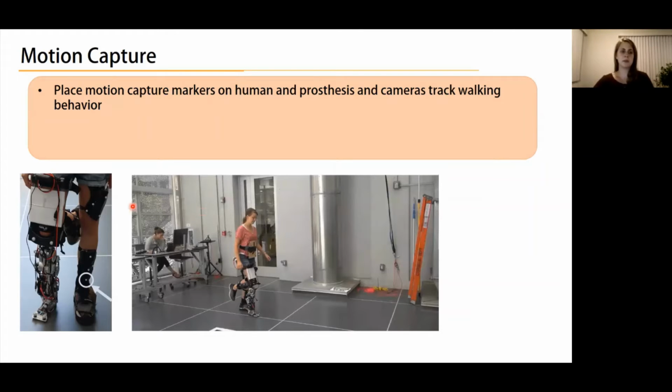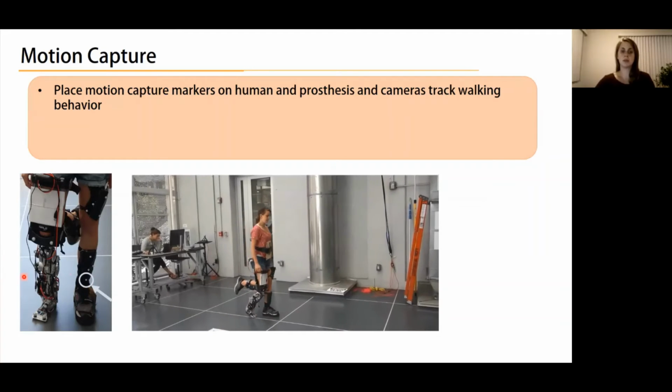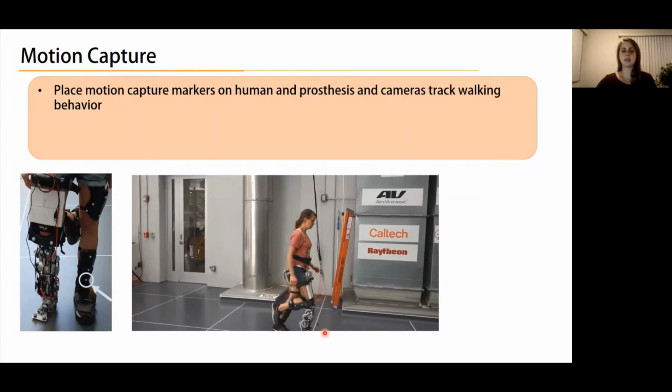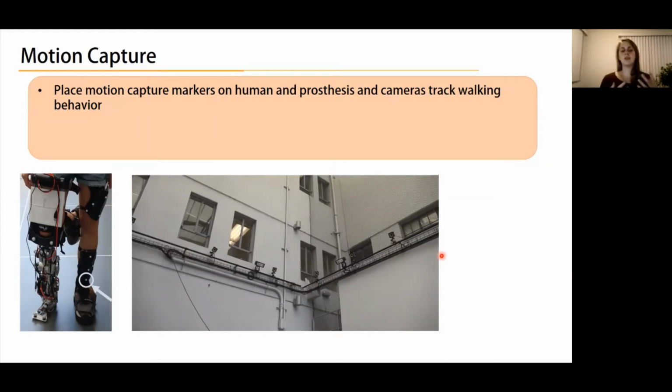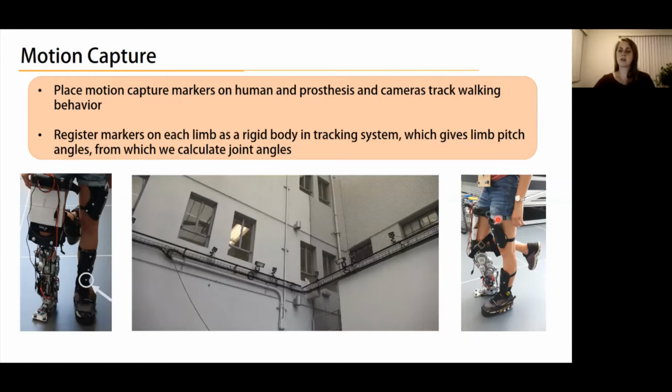In our motion capture experiments, we place motion capture markers on the human and the prosthesis, and then the human walks with the prosthesis in a room with cameras surrounding it that track the motion of those markers. Now, we did not use a standard human marker model set for this since our system is asymmetric with the prosthesis. So instead, we put a number of markers on each segment of the limbs, and we registered these sets of markers on each limb as a rigid body in the tracking system. And then that tracking system gives us the limb pitch, and from these we can calculate the joint angles.